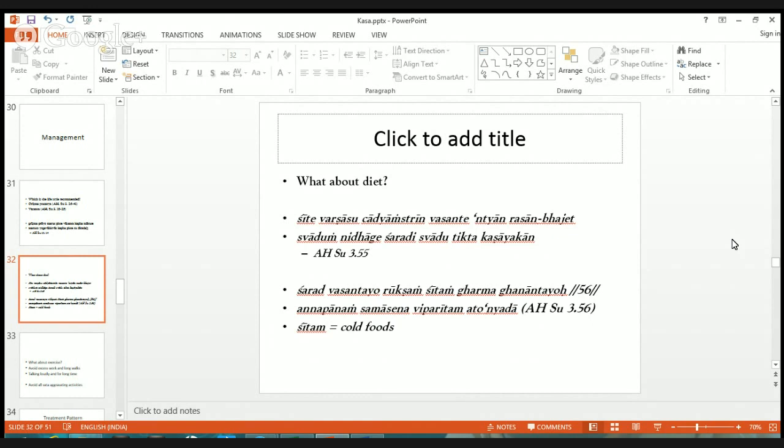In the autumn and the spring season, one should take dry foods and cooling foods, drying and cooling, and Annapanam Samasena Viparitam Tato Anyada. So, whether we should take cold foods or hot foods, drying foods or unctuous, wet, oily foods, this is what is described in Ashtanga Hridaya Sutrasthana 3.56. So, in autumn and spring season, one should take drying and cooling foods, and in the other seasons, one should take the opposite. So, that is described. The same instructions can be followed for diet and lifestyle as far as the Vata Kapha Kasa pathology is concerned.